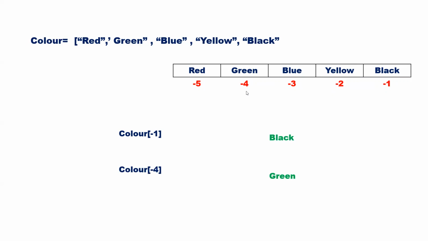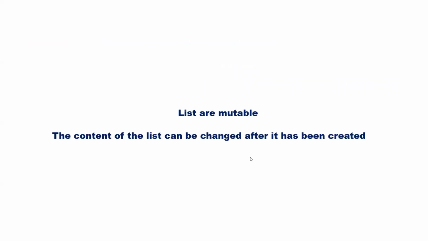-4 is the index of value green. Hence, color of -4 will return the value green. Lists are mutable data types. That means the content of a list can be changed after it has been created.